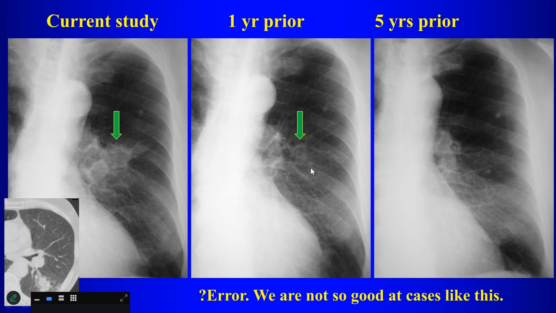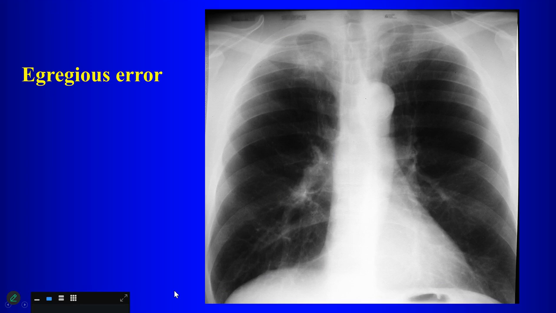So nodules that are like that near the hilum, especially very early on, there's a lot of noise from the hilum, from vessels overlying. So these types of nodules are easily missed. Nodules out in the periphery, though, we usually see. These we're not so good at finding. But don't feel bad if you miss something like that. Feel bad if you miss something like this.